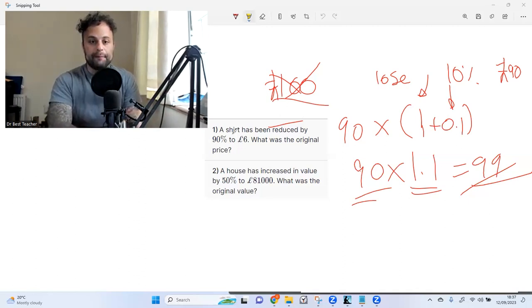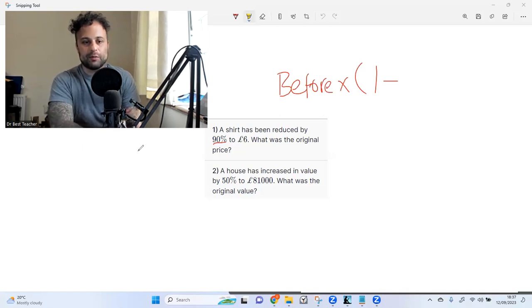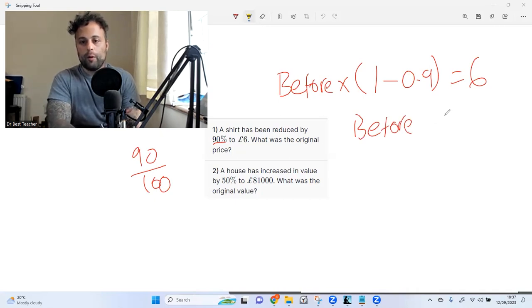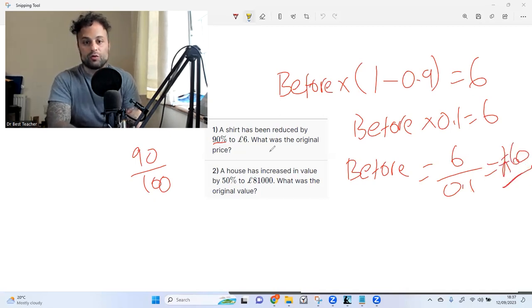So the correct way of doing it is this: a shirt has been reduced, and I don't know what the before price is. I like to write this as before times by what it's reduced by, 90%. So it's 1 minus 90%. Now 90% as a decimal is 90 divided by 100, it's 0.9. And that gives me the price of £6. So the before times 0.1 is equal to 6. So the before price would be 6 divided by 0.1, and that means the before price was £60. And then it was reduced by 90%, giving it a price of 6.